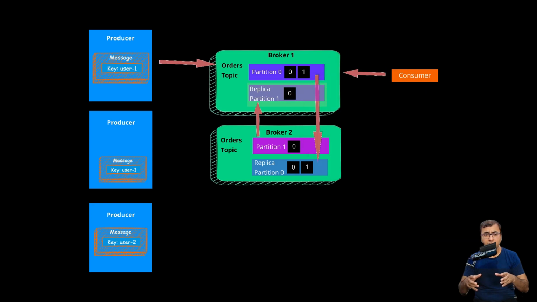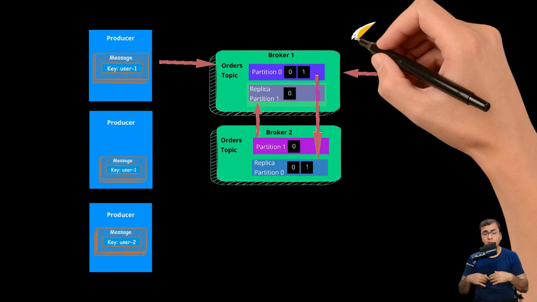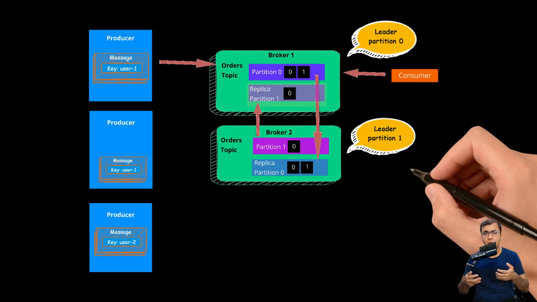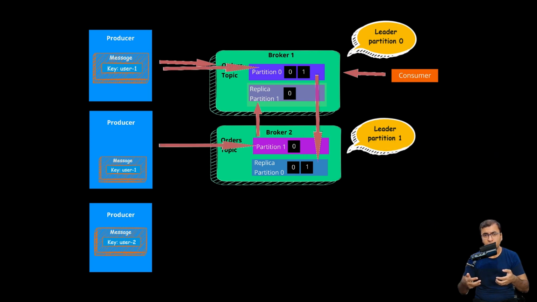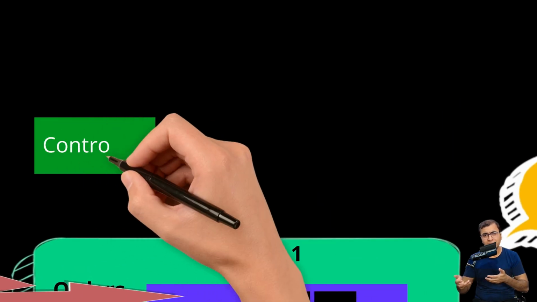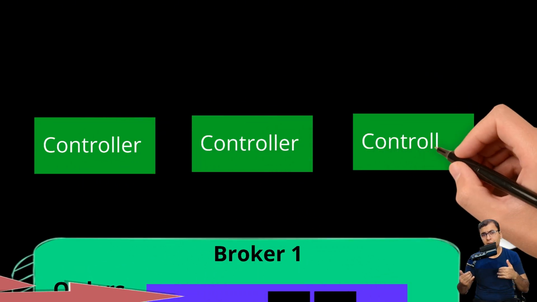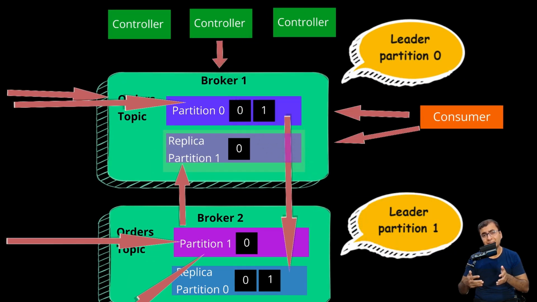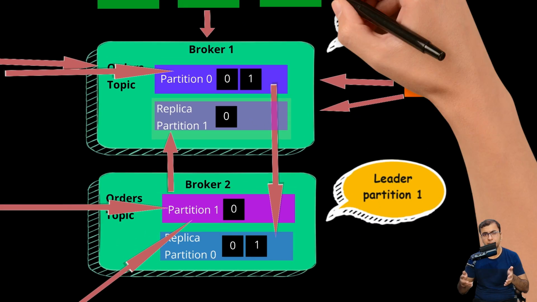The broker containing the leader partition is called leader broker for that partition. All producers must connect to the leader of a partition to write messages, but consumers can fetch from either the leader or from one of its followers. The controller is a special broker in Kafka cluster. Its job is to manage the cluster and assign partitions to the brokers.